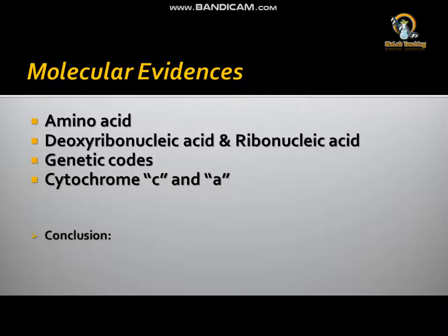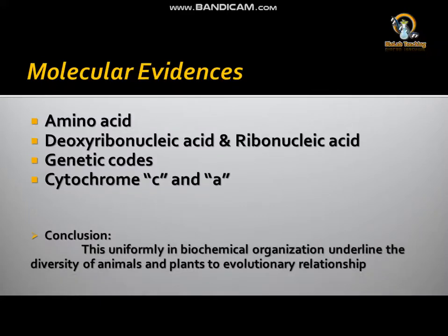The conclusion is that this uniformity in biochemical organization underlines the diversity of animals and plants, tied to their evolutionary relationships. So this is a little about the molecular evidences in favor of evolution.